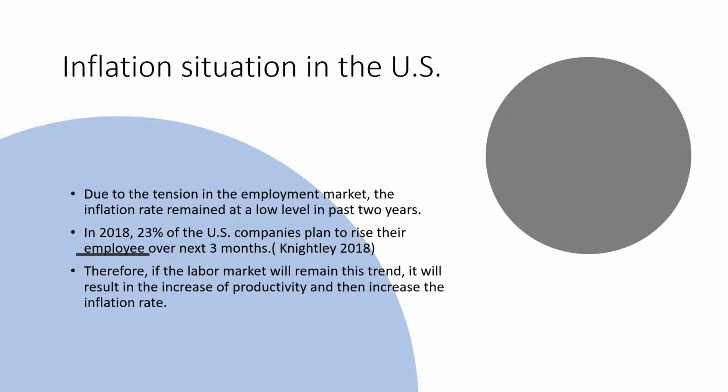Considering the inflation rate in the US, because of the tension in the employment market, the inflation rate remained at a low level in the past 2 years. However, according to Nestle, 23% of the US companies plan to raise their employees' pay over the next 3 months. Therefore, due to this fact, the productivity will go up. Hence, the inflation rate in the US may rise in the next 3 to 6 months.